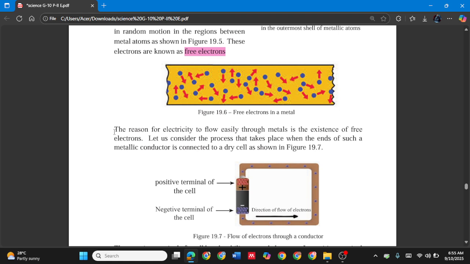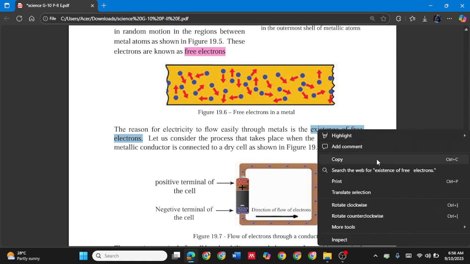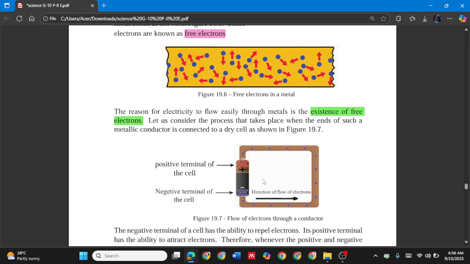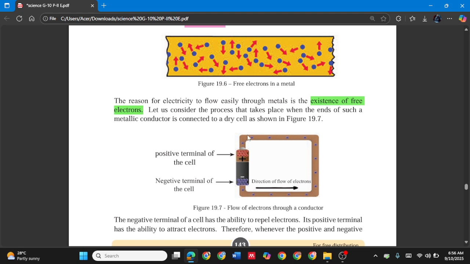Let us consider the process that takes place when the ends of such a metallic conductor are connected to a dry cell, as shown in the figure. Why do metals allow electricity to flow through them? Because of the existence of free electrons. මේක තමයි reason එක. Let us consider the process when the metallic conductor is connected to a dry cell.